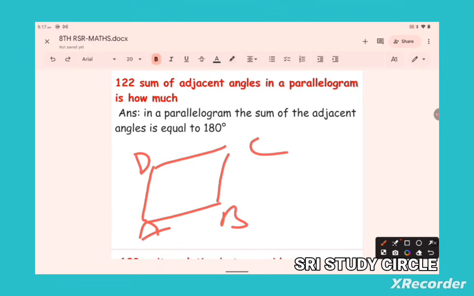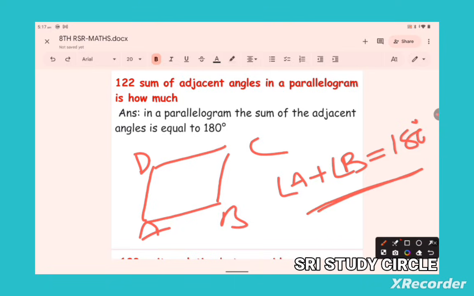But the sum of adjacent angles, angle A plus angle B, is equal to what we know? 180 degrees. The sum of any two adjacent angles of a parallelogram is equal to 180 degrees.